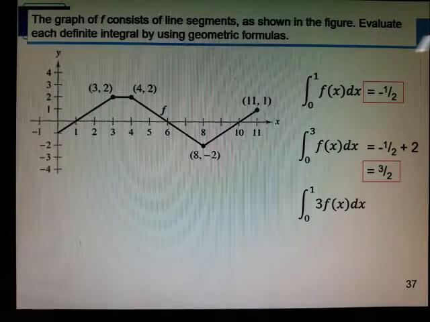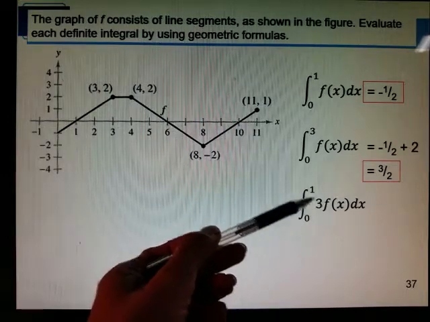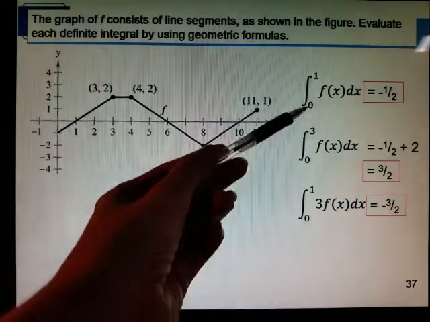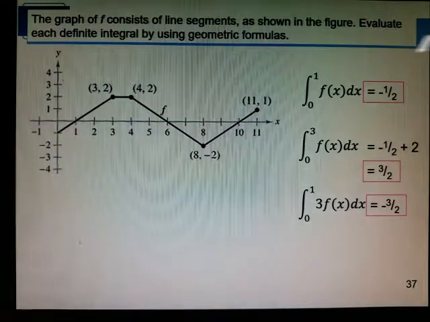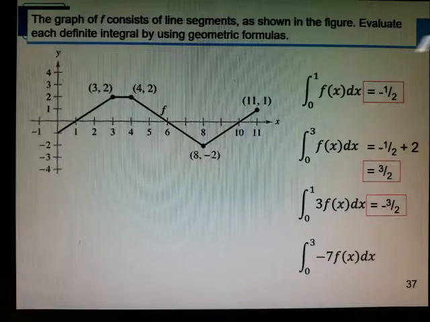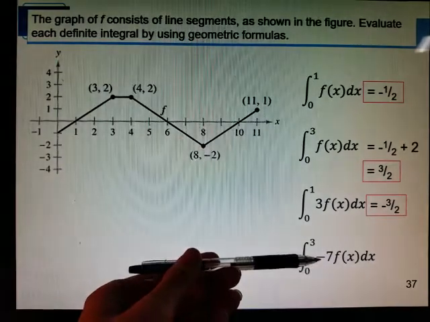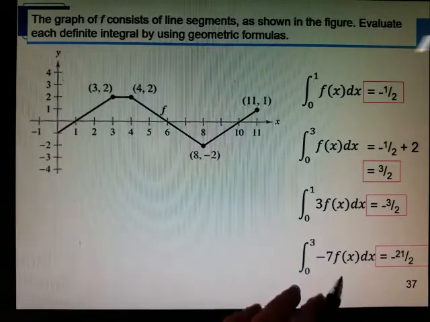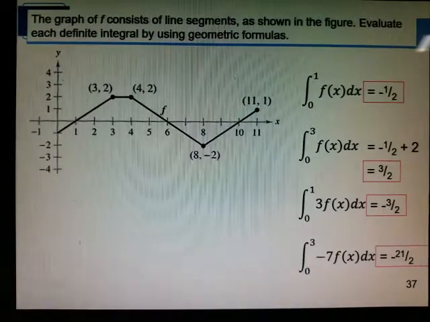The next one I went from 0 to 1, but it says then 3 times the function. All you have to do is factor this 3 out to the front. So I want 3 times the integral from 0 to 1. So I want 3 times that answer, so it's -3/2. This time I went from 0 to 3, which was this answer, times -7, so that would be -21/2. So again, if you have a coefficient, just pull the coefficient out to the front and then multiply by the answer from 0 to 3.